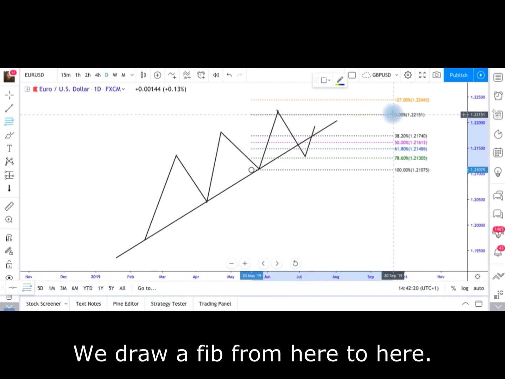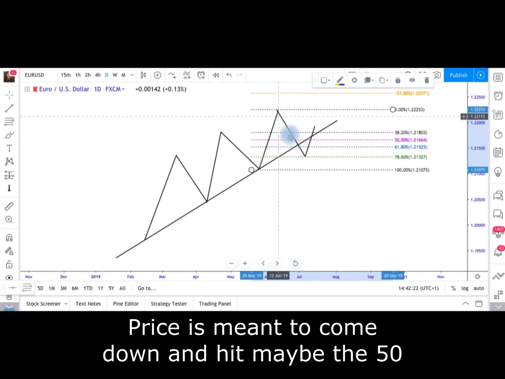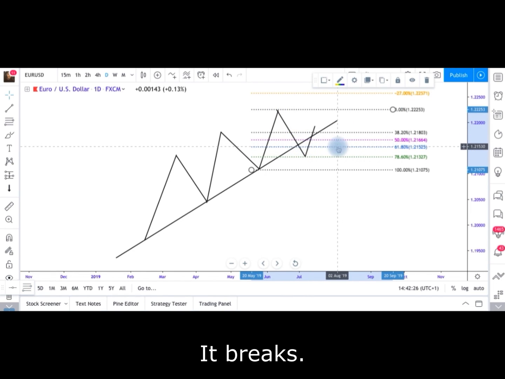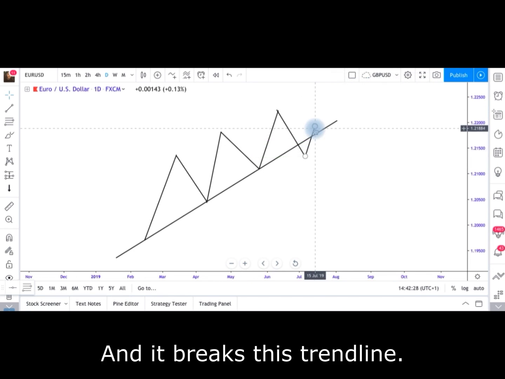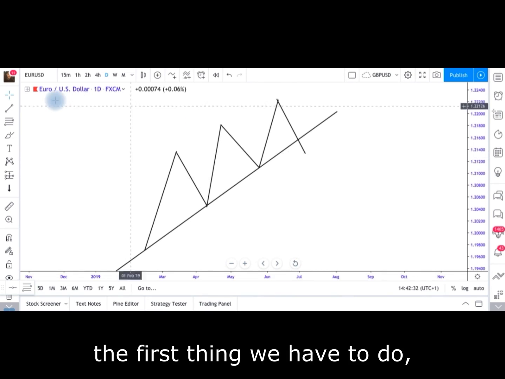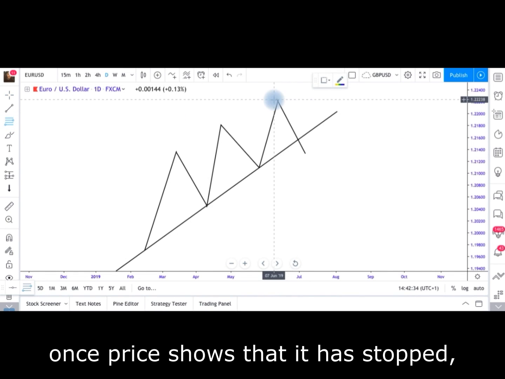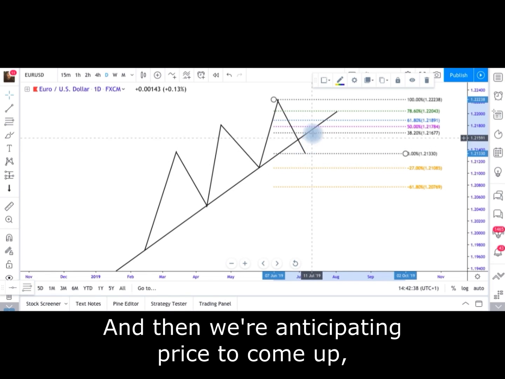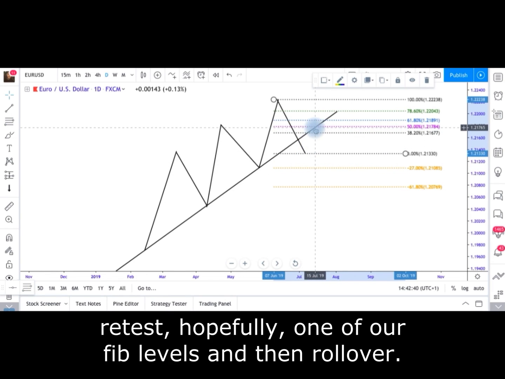We draw a fib from here to here. Price is meant to come down and hit maybe the 50 or the 618, but it doesn't do that. It breaks. And it breaks this trend line. So therefore, the moment it breaks this trend line, the first thing we have to do once price shows us that it stopped is we apply a fib like this, and then we're anticipating price to come up, retest, hopefully one of our fib levels, and then roll over.